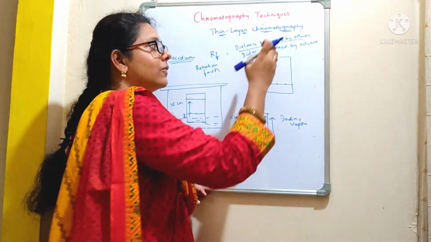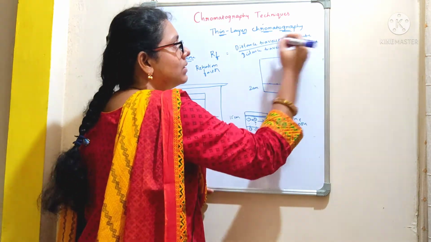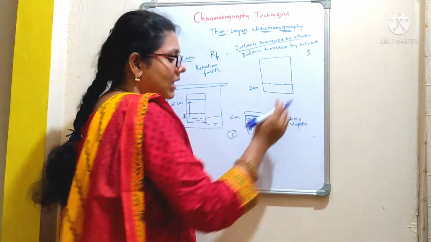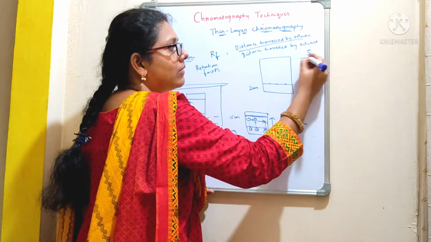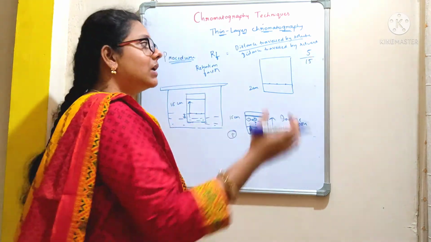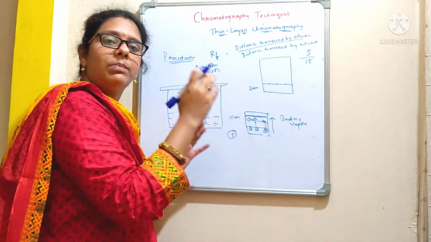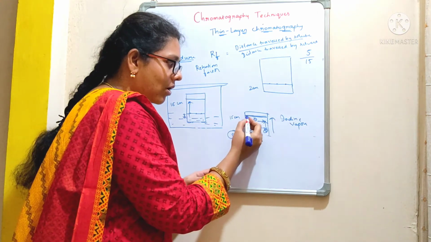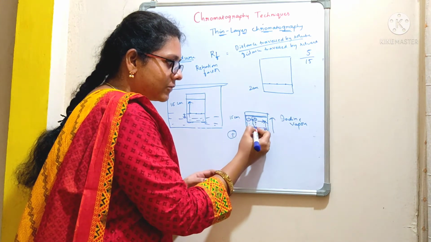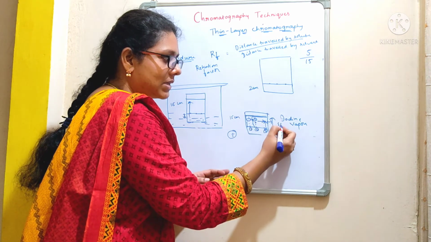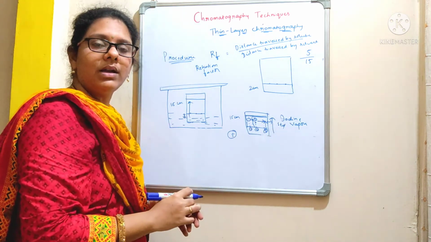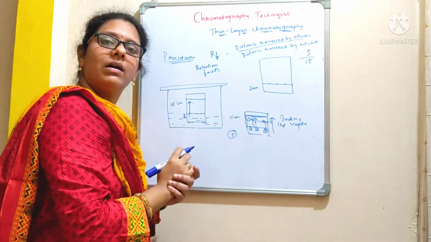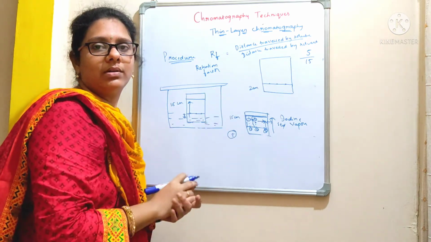Now with that value, say for example the distance travelled by the solute is around 5 and the distance travelled by the solvent is around 15. That gives you the Rf value of that particular compound. So you are going to measure the Rf value for all these 5 compounds, and this standard as well. Now you will have complete data of the compounds present in a mixture.